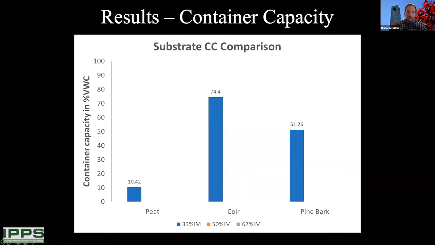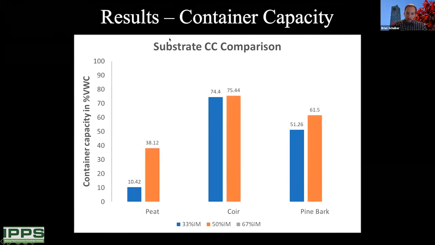Starting at 33, similar to our results for capture rate, peat by far has the lowest container capacity, and that follows our results, as I said before, with both coir and pine bark having higher container capacities under low moisture conditions. At 50%, the container capacity of peat increases by 30%, with coir and pine bark, again, showing very little change.